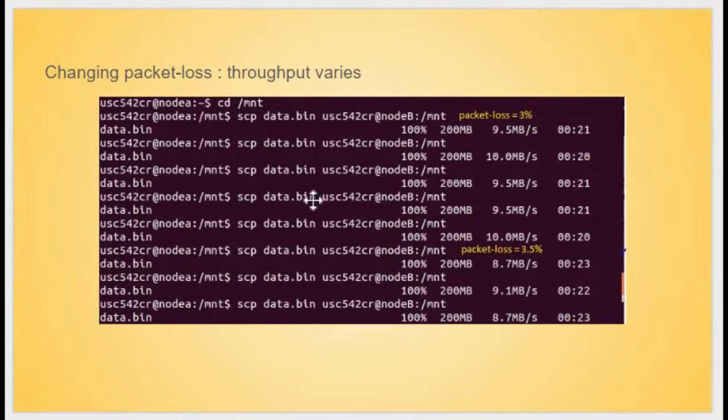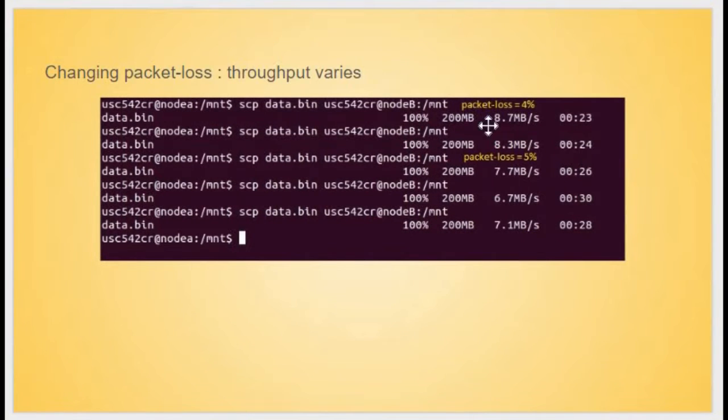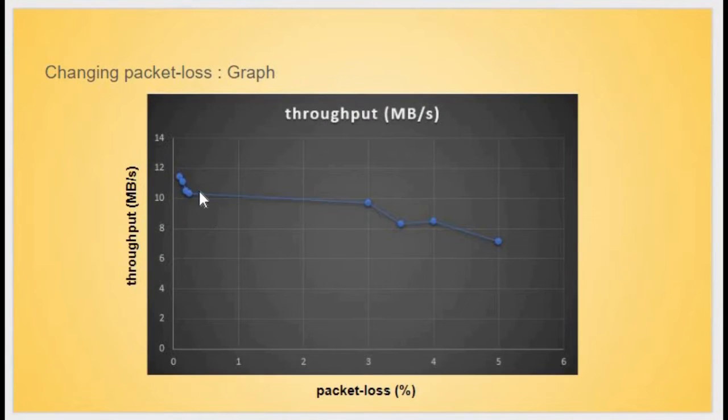And then we increased the parameter to a higher extent. We increased it to 3% and obtained a throughput of around 10 Mbps. And when it was further increased to 3.5%, it was around 8.829 Mbps. And when it was changed to 4% and 5%, it was around 8.5 and around 7 Mbps in total. This was plotted onto a graph.